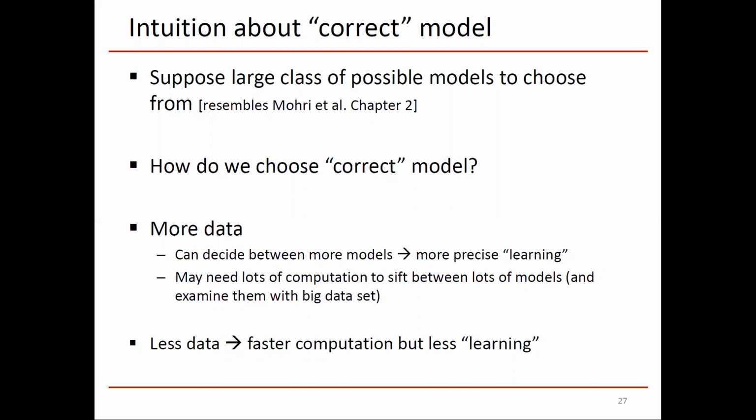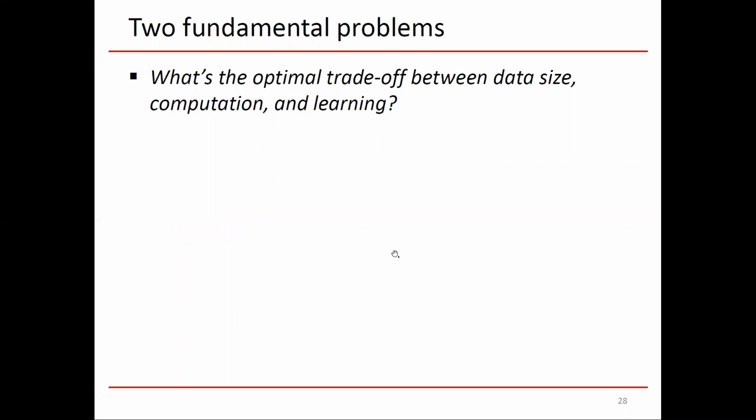What about if we have less data, less computation, but less learning? So this leads to some fundamental problems. First of all, what's the optimal trade-off between data size, computation, and learning? So obviously, the more data that you have, the more that you can learn, but it may require somewhat more computation. And if you're willing to pour a ton of computation, then you can learn very well. And then there's the issue if you're constrained in terms of computation, even if you have a ton of data, it'll be hard to learn. And there are clear trade-offs here.